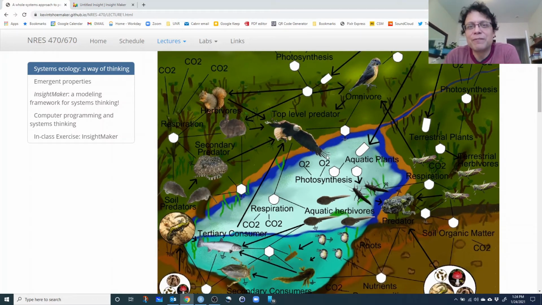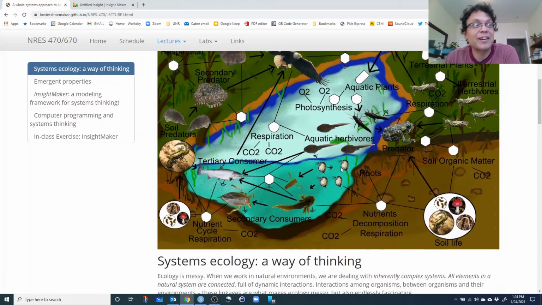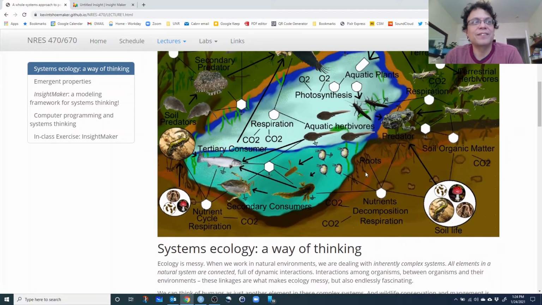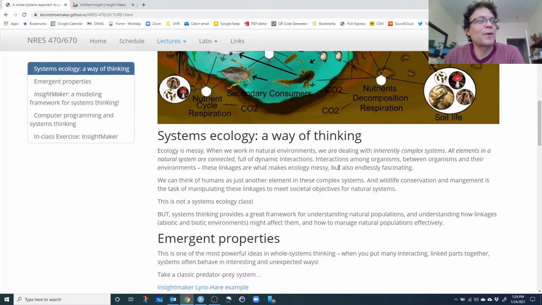So that is just a brief overview. That's why I like to start with this diagram, because it illustrates how complex ecosystems are, how interesting they are, and how much it helps us to use computers to model these systems and understand what the implications of all these arrows, all this complexity, are. So that's where we're going in this class.